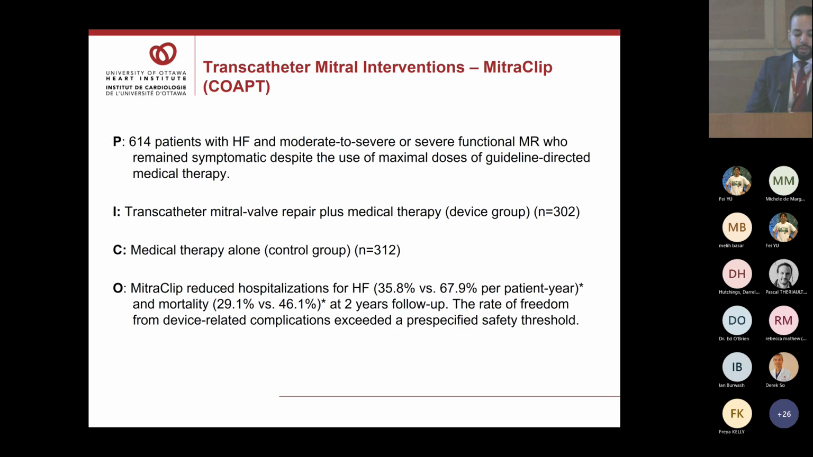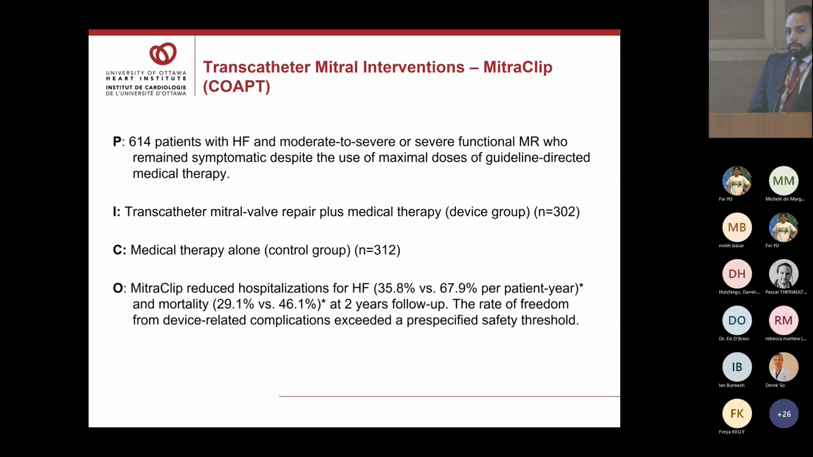That led us to the COAPT study, which is a bigger study, 614 patients looking at secondary MR. And I think everybody's familiar with this. So they randomized patients with secondary MR, moderate to severe symptomatic secondary MR, to either MitraClip or medical therapy. And they showed reduction in their composite outcome of hospitalizations for heart failure and death at 2 years, as well as the safety of the procedure.